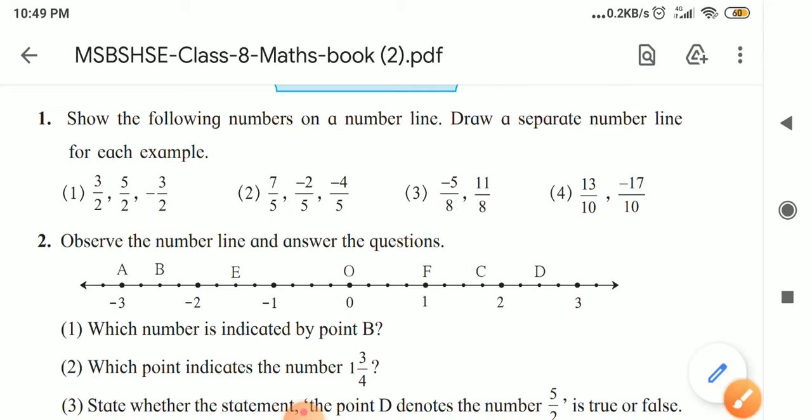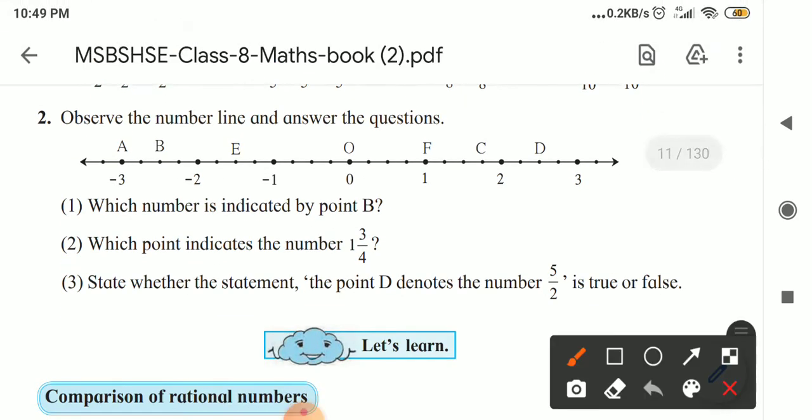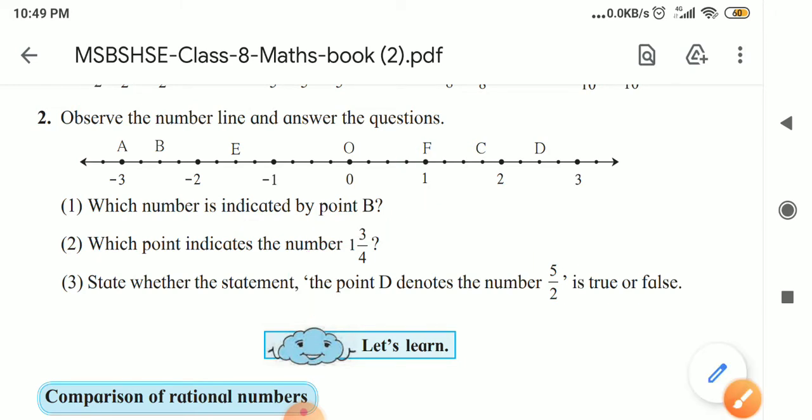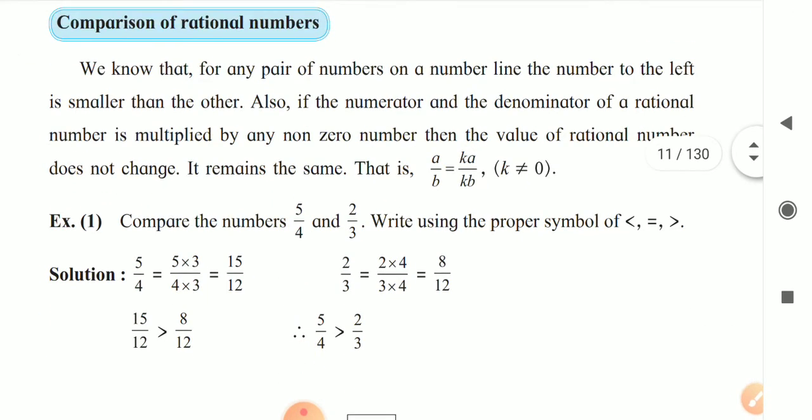And with this we also saw which number is indicated by point B, means if F indicates 1, then which fraction D indicates, that also we had seen, okay. And how to decide whether the given coordinate is that particular point, means this coordinate is 5 by 2, that also I showed you how to do.